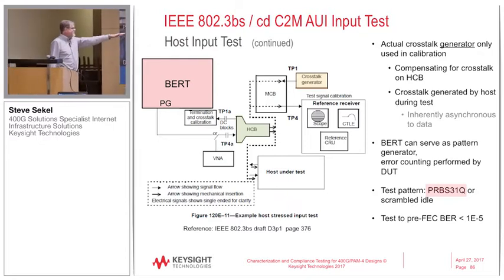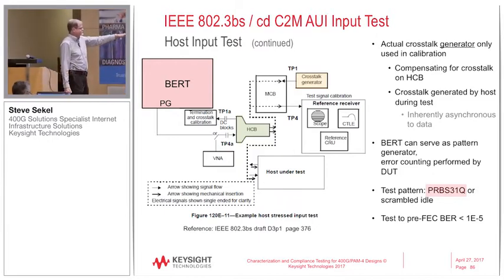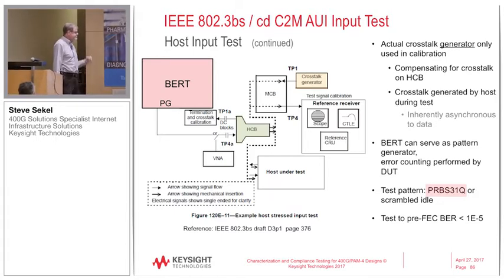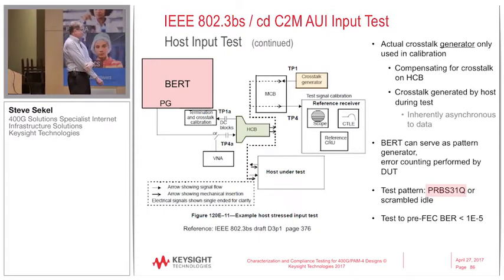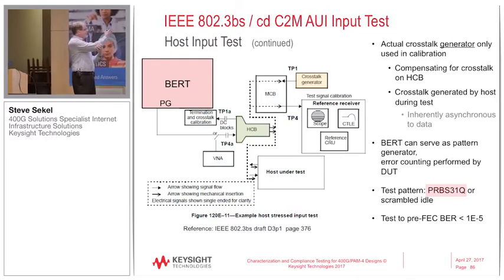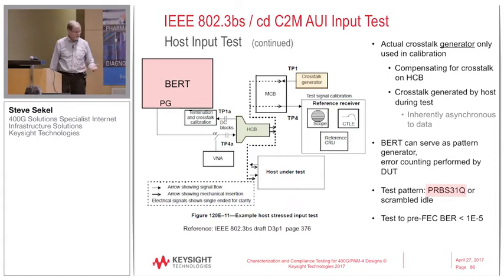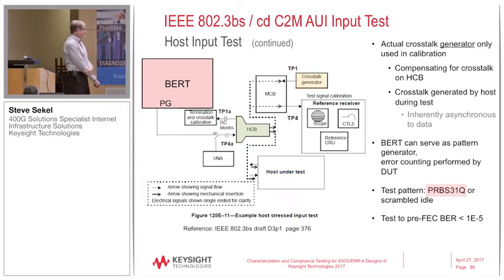So the test pattern is PRBS31Q or scrambled idle. And if you're using a BERT, you really can't do the scrambled idle. You really are stuck with PRBS31Q. And then we test for a pre-FEC BER of 1E minus 5. Okay? Since we're testing the module path, everything is in BER. It's not in SER, and we'll talk about that a little bit later in the slides. So this is truly a BER, and the test limit is 1E minus 5.